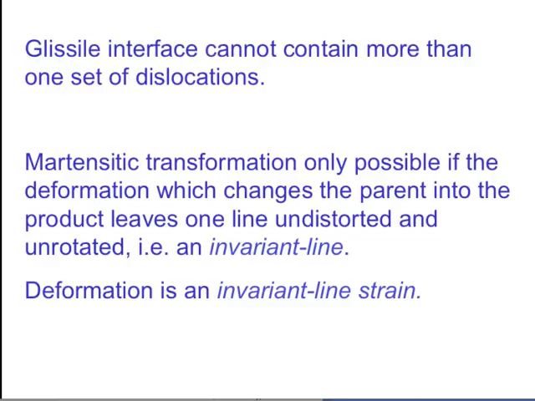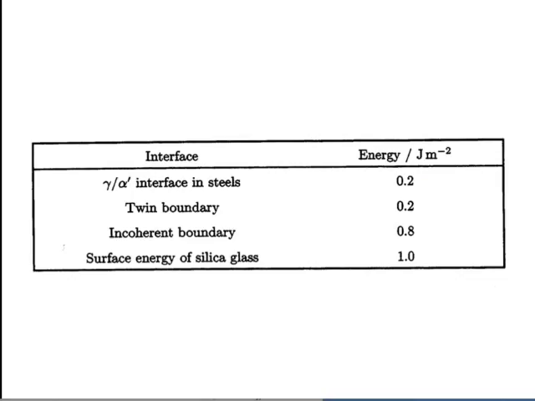So it's a completely general condition, not limited to steels or any other material. Everyone happy with that? Okay, so given that we have this level of coherency in the interface, you can see from this table that the interface energy between the austenite and the martensite is really quite low.